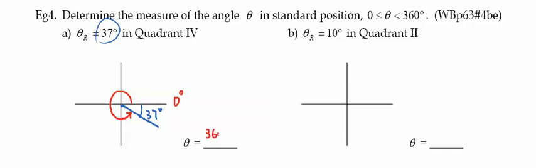You are going to compare this angle with 360. What angle plus 37 degree will add up to 360? Or in another word, when you subtract 37 degree from 360, how big is this angle? 323. So that would be the angle in standard position.